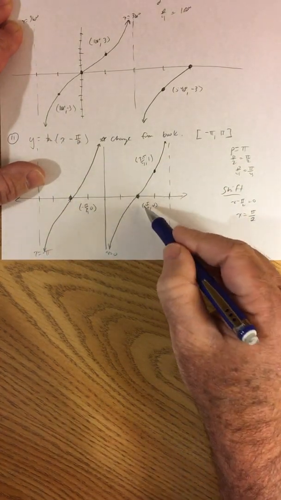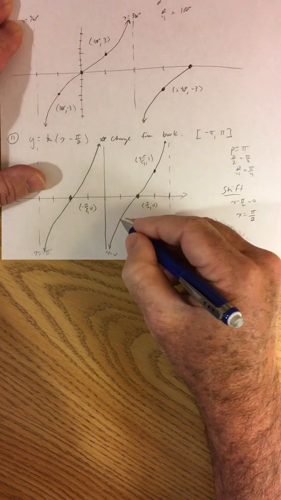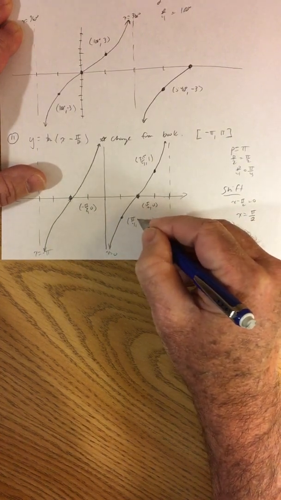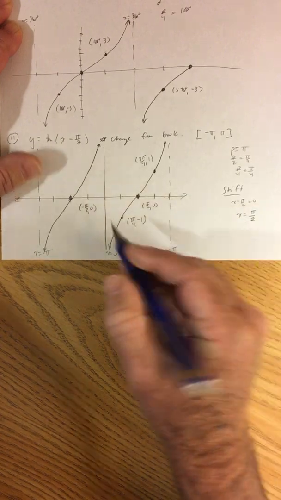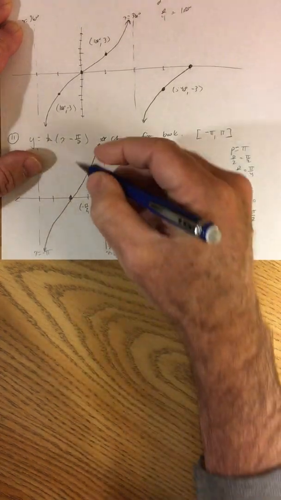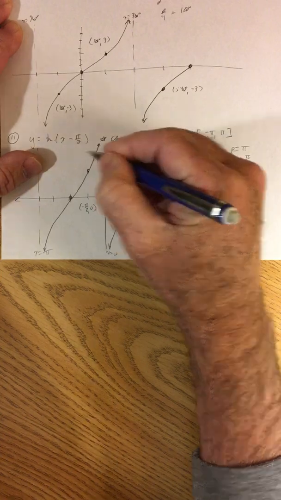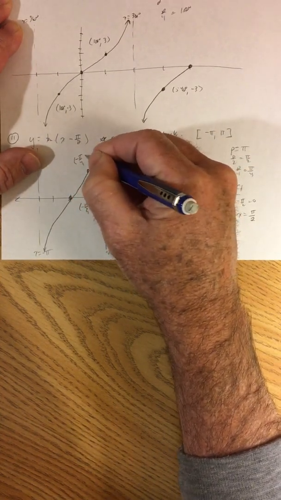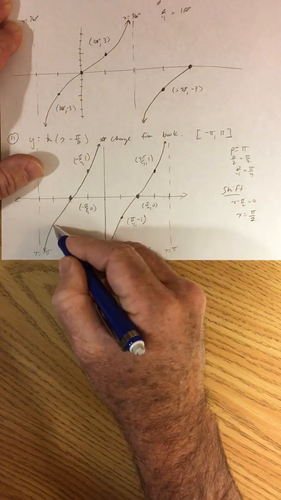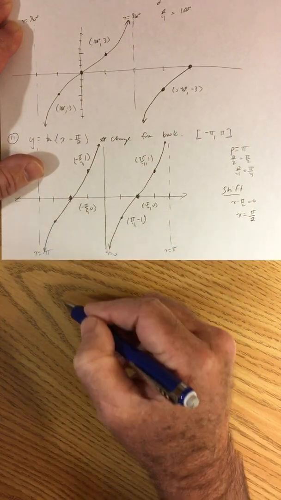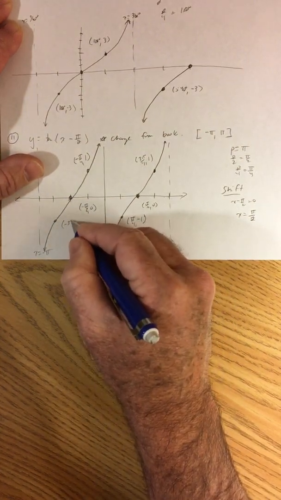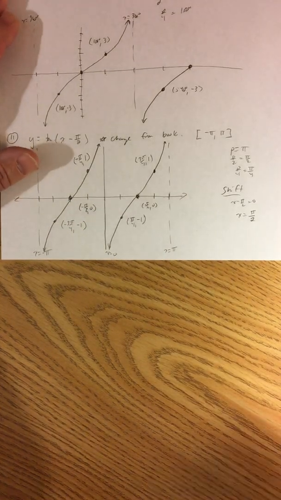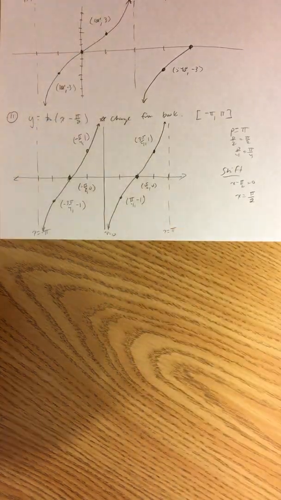If I go this way, pi over 2 minus pi over 4, that's pi over 4, and I'm at negative 1. Negative pi over 2 adding pi over 4, that is negative pi over 4, and this is a positive 1. Negative pi over 2 subtracting pi over 4, that's negative 3 pi over 4, negative 1. Okay, let's check by grapher.